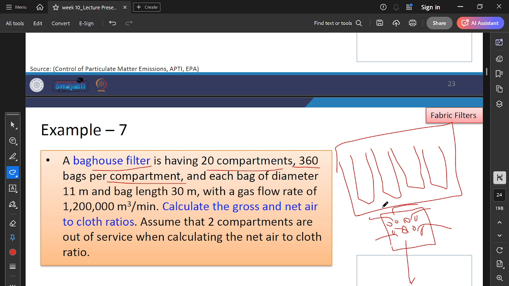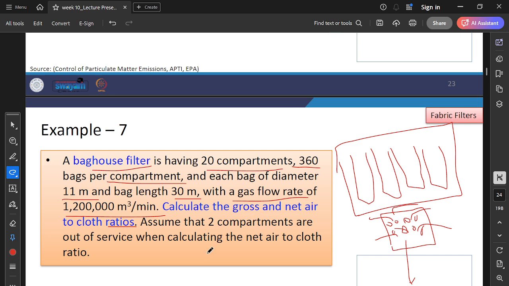It will be like big cloth bags. Each bag has a diameter of 11 meter and a bag length of 30 meter. Then think about 360 bags and how much length of the compartment, with the gas flow rate Q, and the gross and net cloth ratio they are asking.